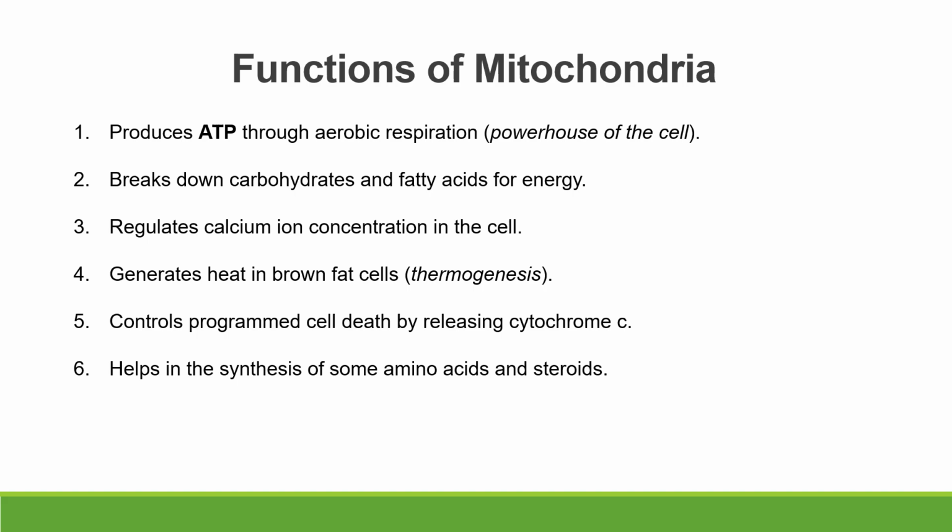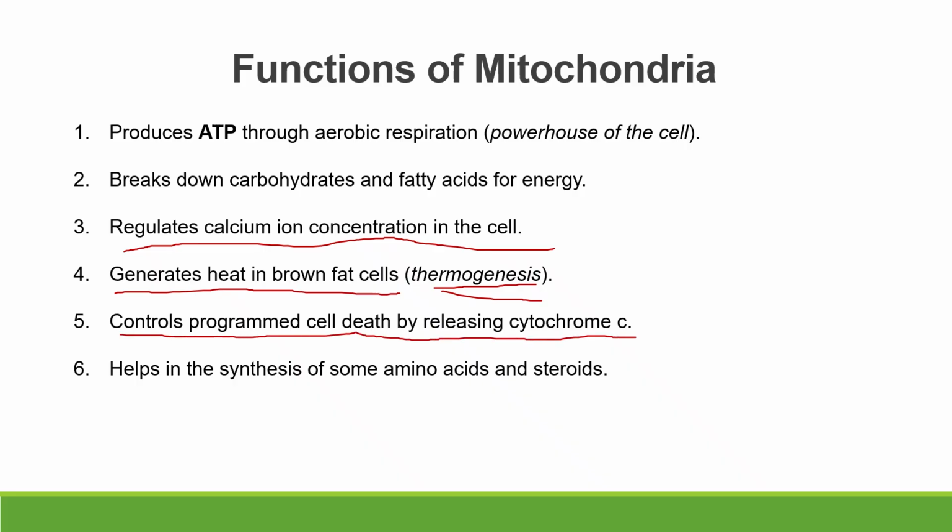The second function of mitochondria: it regulates calcium ion concentration in the cell, and generates heat in brown fat cells, which you can call thermogenesis. Thermo means temperature, genesis means formation, for the generation of heat. And it controls programmed cell death by releasing cytochrome C. Not only in HAP, in pathophysiology you also have this in cell death or cell injury. So for the apoptosis process, cytochrome C is released from the mitochondria.